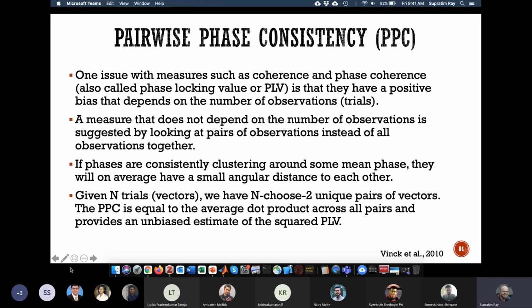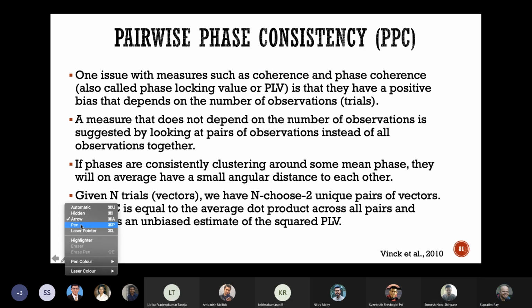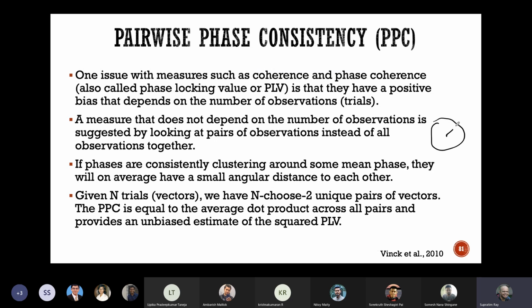What does it mean? I mean that if all the vectors, so here I've got a bunch of vectors which are all pointing in the same direction, then if I pick out any two vectors, let's say this one and this one, they will have a small angle between them. And this will be true for all the pairs. So given n trials or n vectors, each trial giving me one vector, I can have n choose two unique pairs of vectors.